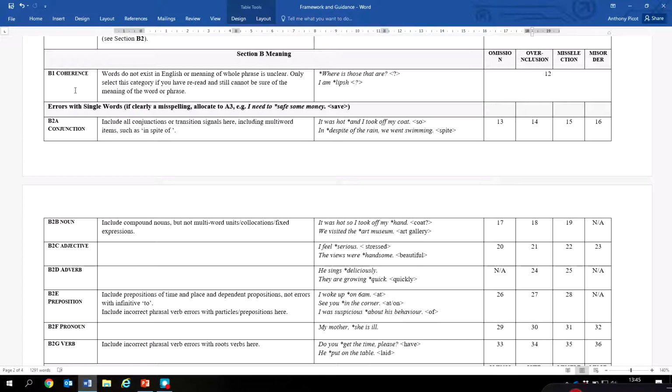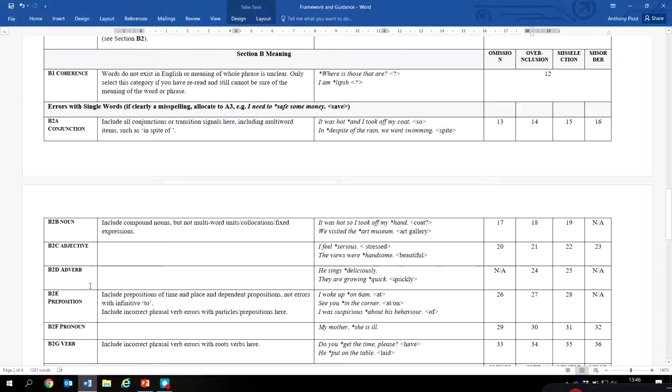The framework is then subdivided into errors with single words here at the top, and errors which span across more than one word. Let's look at errors with single words first. It was Jack Richards who recommended analysing error by word class, as there'd be less possibility for dual categorisation. So we can have errors with conjunctions, we can have errors with nouns, adjectives, adverbs, pronouns, and again, there could be an omission, over-inclusion, misselection, or misordering in any of these word class error areas.